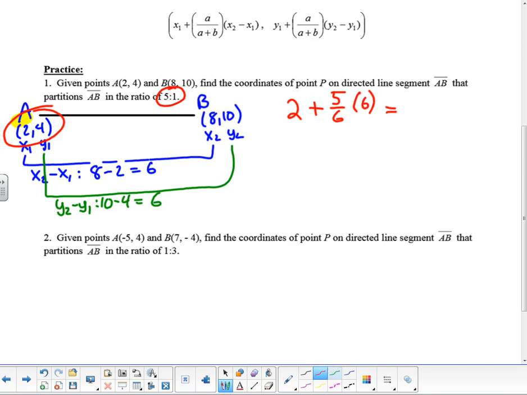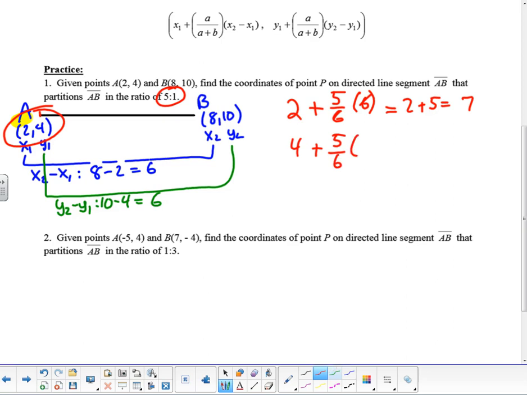So if you have a calculator, you can put this in, but really what this is going to come out to be is 2 plus 5, which is 7. See, the 6's divide out when you do that out. That's going to be our x coordinate for P. And then down here we're going to do the y coordinate. So we start with our starting y coordinate. That's 4 over here. We use the same fraction, plus 5/6.